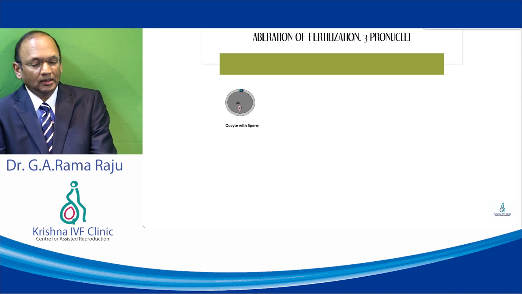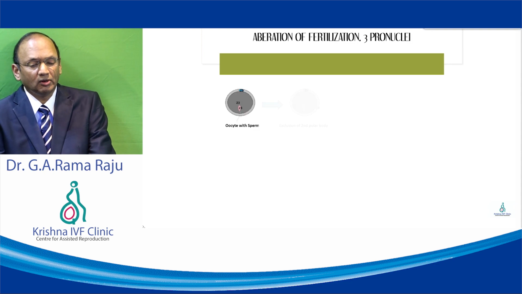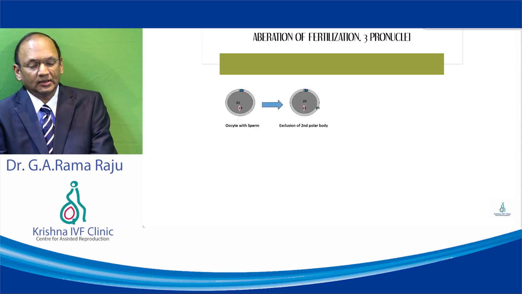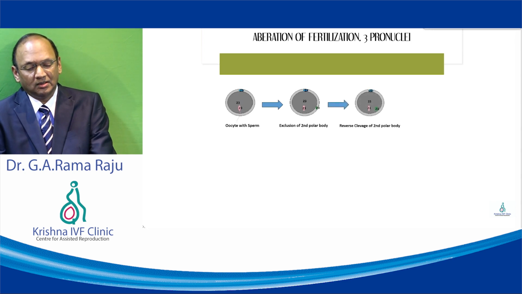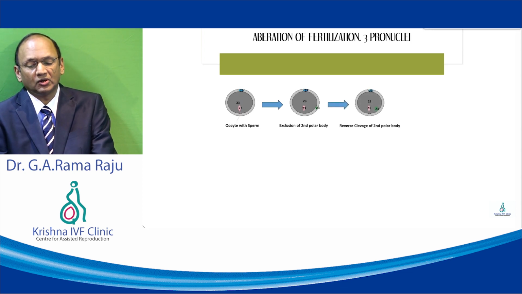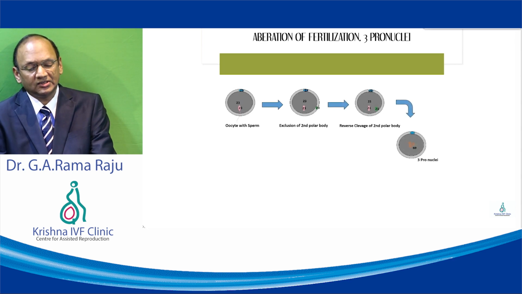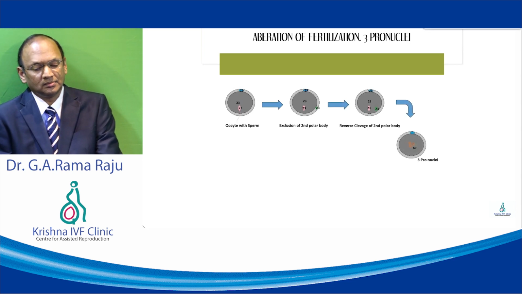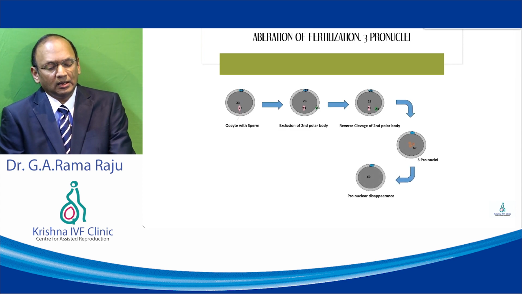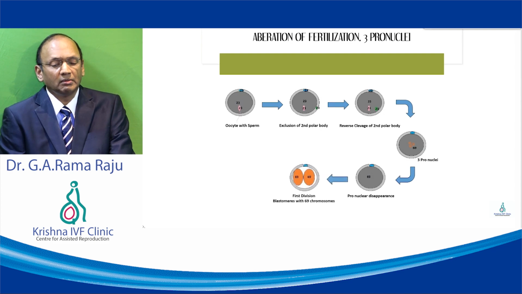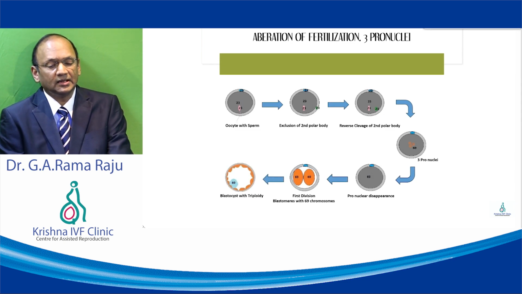Here I am showing the diagrammatic view before we go. Here there is a reverse cleavage of the second polar body, a diagrammatic representation. So, it combines as 3 pronuclei, and then it started dividing. If we do not look at this information, we might end up transferring this embryo as a good embryo, and then think that this is an abnormal fertilization with 3 pronuclei.